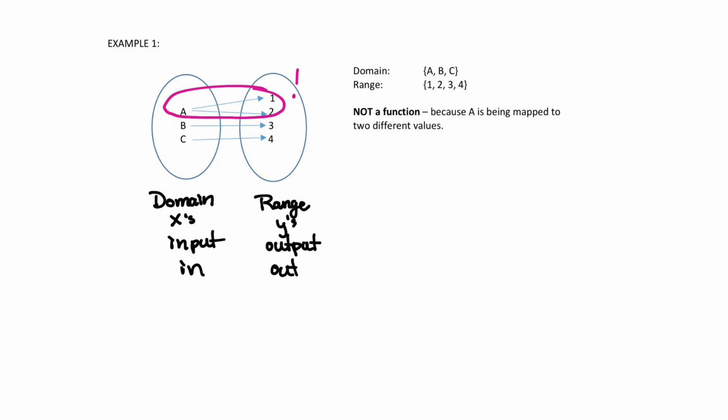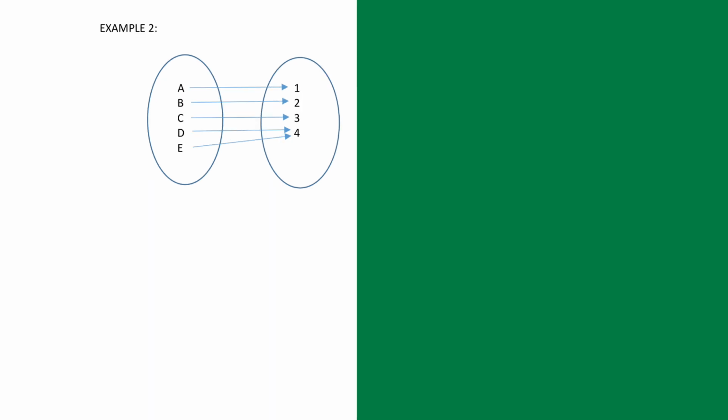Okay, let's look at another one. And you're probably already looking at your notes, but try not to. Okay, is example 2 a function? A maps to 1, B maps to 2, C maps to 3, D maps to 4, E also maps to 4. So the question is right here. Now remember, our definition of function is 1 in, 1 out, right? Does this happen?